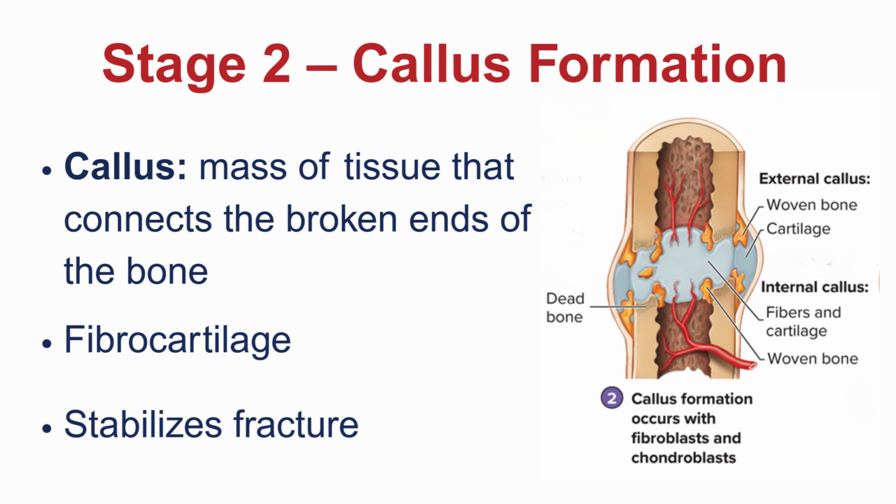The next stage, a fibrocartilaginous callus forms. So we call this callus formation. Fibroblasts begin producing collagen fibers, and chondrocytes produce cartilage. Together they form a soft callus that bridges the broken ends of the bone. The callus stabilizes the fracture, but it is not yet strong enough to support normal stress. And you can see this in the image.